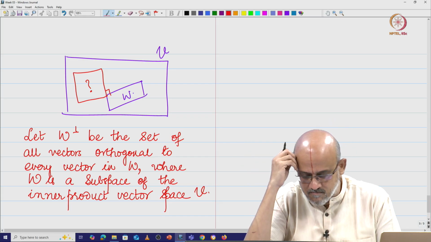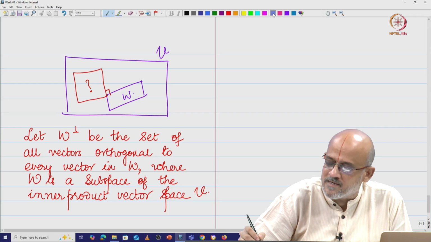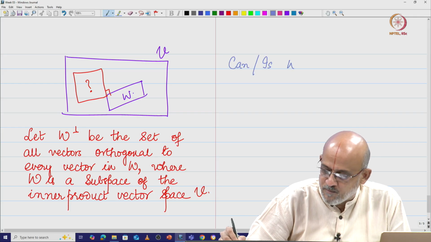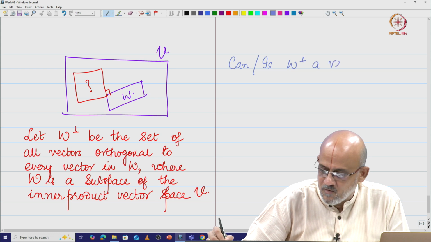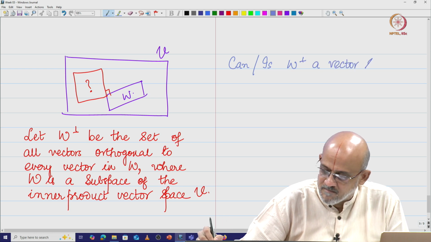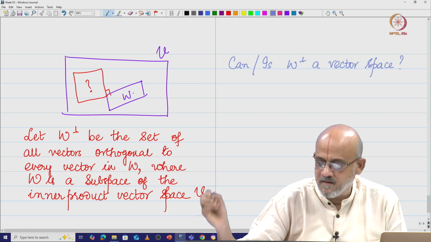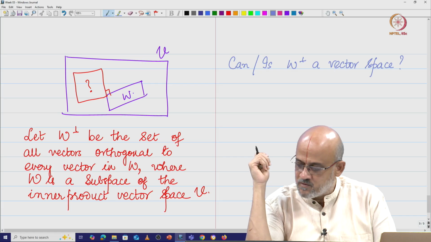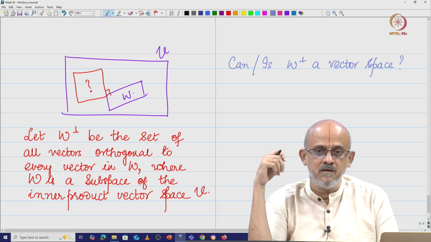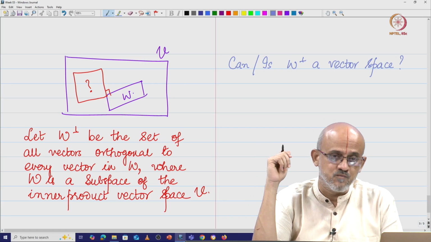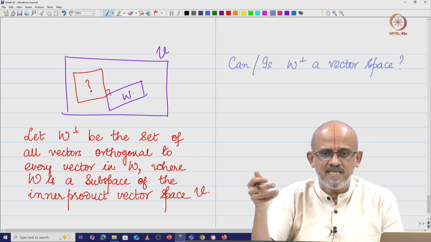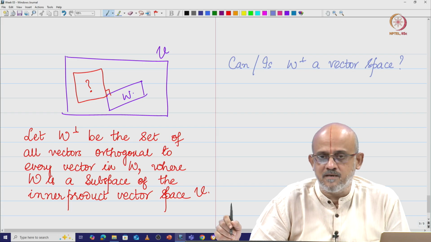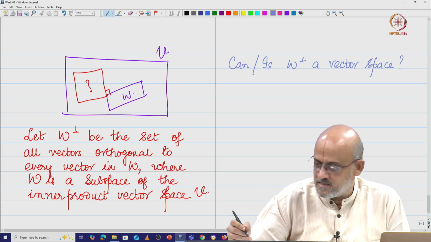So, I am going to ask this question: can W perpendicular be a vector space? We do not yet know. We really have no clue. So, what do we do? Let us figure out whether W perpendicular is actually a vector space or a vector subspace, whatever it is. Let us look at that.